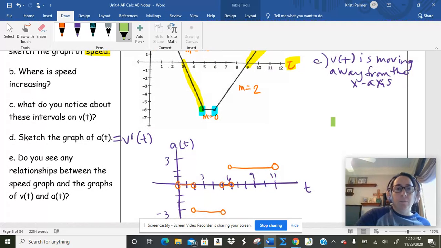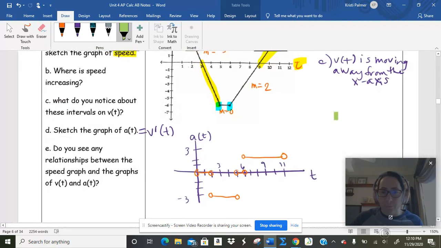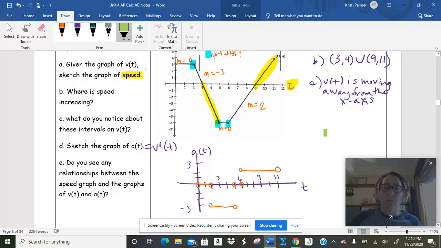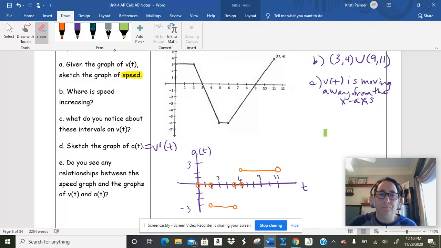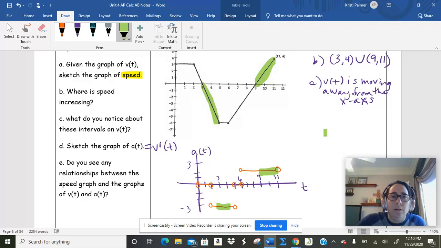Now I want us to compare these graphs and what we knew about speed. I'm going to erase all this for now so we can just look at these two graphs. On the interval from 3 to 4, I'm going to look at this 3 to 4 and this 3 to 4, and also this 9 to 11 and this 9 to 11. What do we notice is happening on those intervals? Well, it is where we have the same sign.